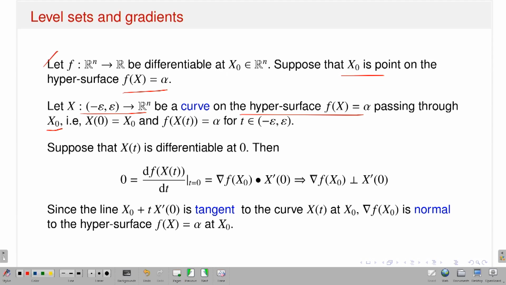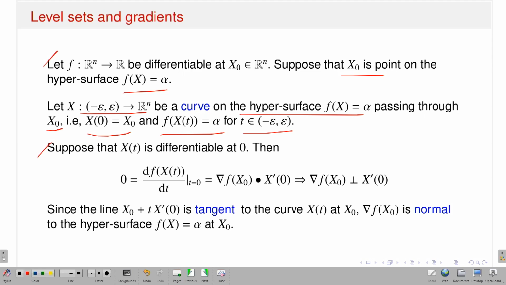That means in particular it is a curve in the hypersurface f of x is equal to alpha passing through the point x naught. That means X of 0 is nothing but x naught, and since it is a curve in the hypersurface, it should satisfy this equation f of X of t is equal to alpha for all t from minus epsilon to epsilon. So, I have a function f from Rn to R, I have a hypersurface f of x is equal to alpha. I am taking a point x naught in the hypersurface, and I am considering a curve on the hypersurface passing through the point x naught. That is the assumption I have.